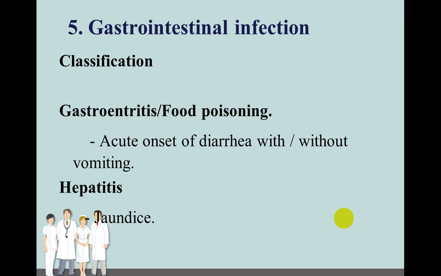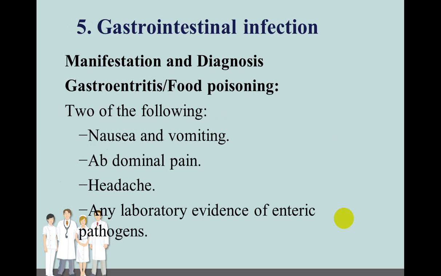Gastrointestinal infection. Classification: gastroenteritis, food poisoning, acute onset of diarrhea with or without vomiting, hepatitis, and jaundice. Manifestations and diagnosis: gastroenteritis or food poisoning, 2 of the following: nausea and vomiting, abdominal pain, headache, any laboratory evidence of enteric pathogens.